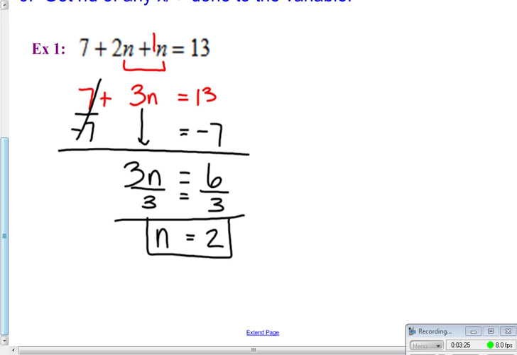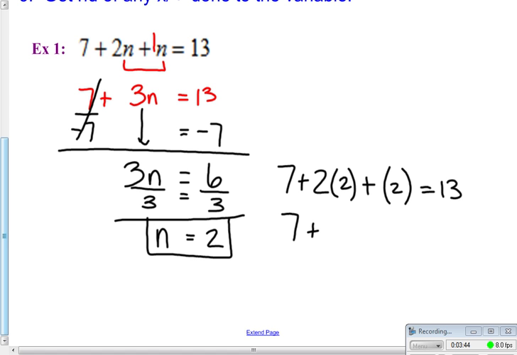A good way to double check your problem is you can actually go ahead and substitute it right back into your equation. So here's that original equation, 7 plus 2 times, n is 2, plus n is 2, equals 13. So we have 7 plus 2 times 2 is 4, plus 2 equals 13. 7 plus 4 is 11. 11 plus 2 is 13. 13 equals 13. It checks out. It is a true statement. Therefore, your answer would be true. Just a way to double check yourself.